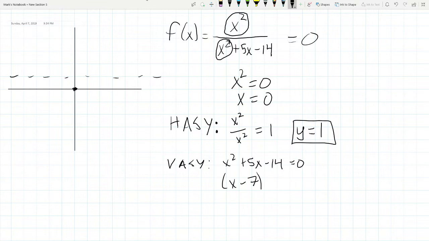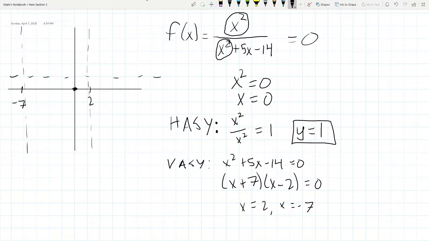So factoring that, we get x plus 7 times x minus 2. So our 2 vertical asymptotes here will be x equals 2 and x equals negative 7. Okay, so we'll just assume this is negative 7 over here. This is about 2 right there. So we get a vertical asymptote there and there.